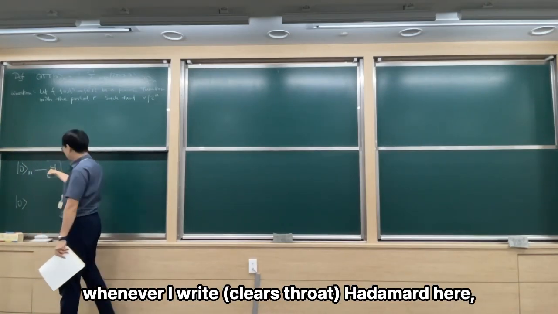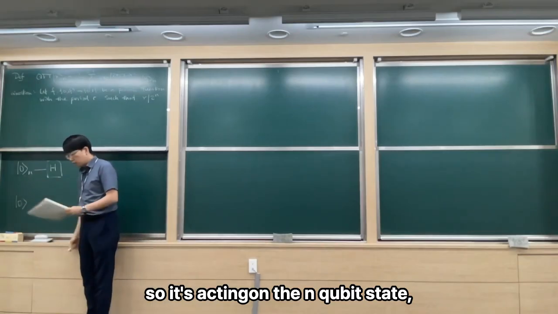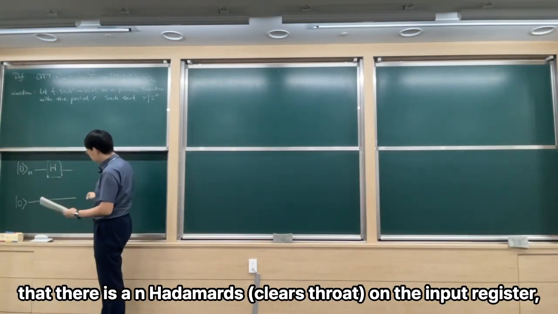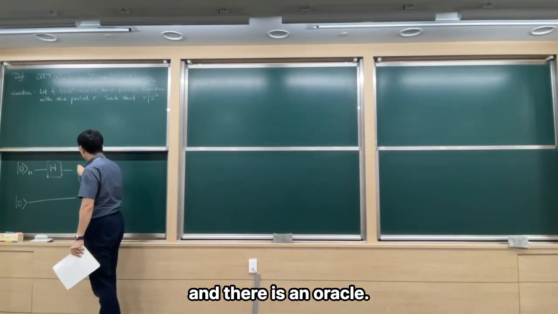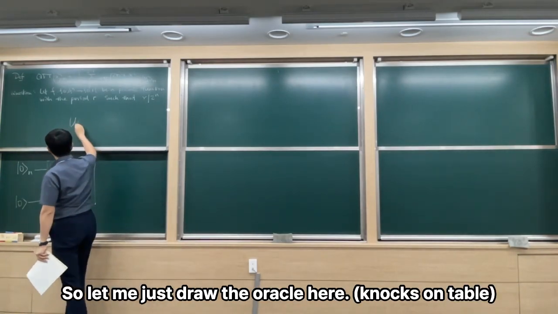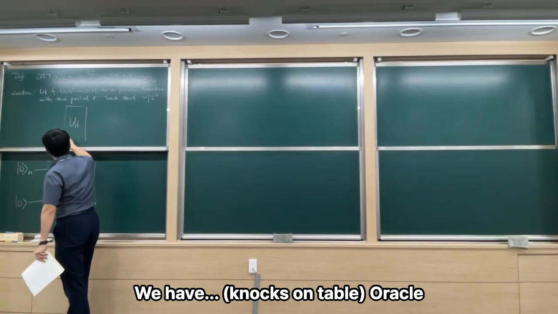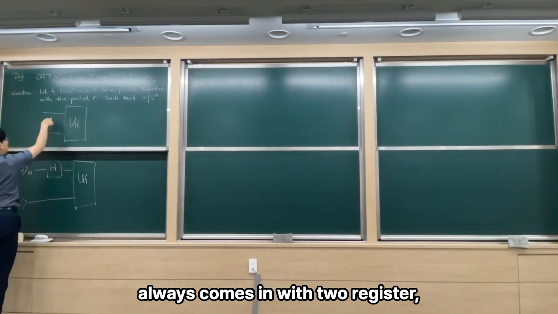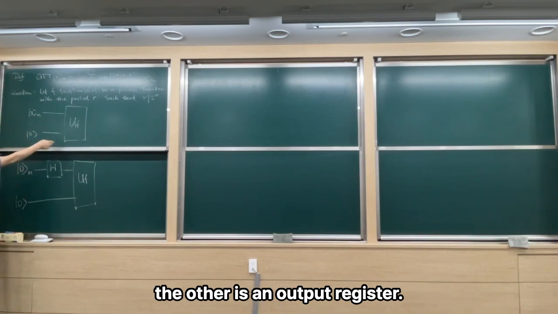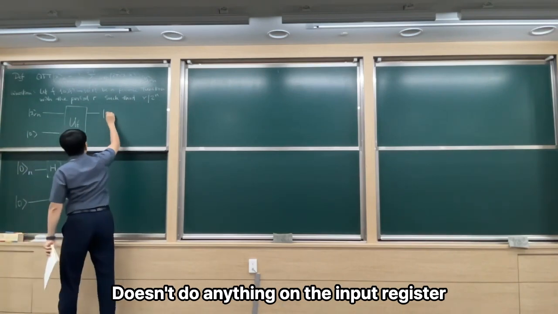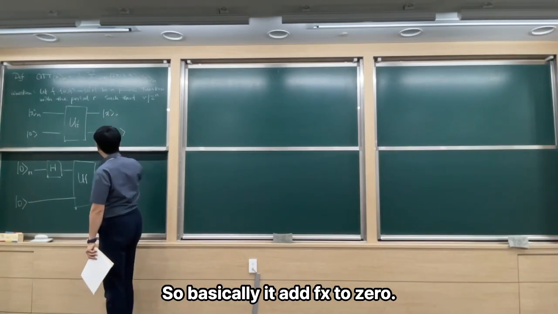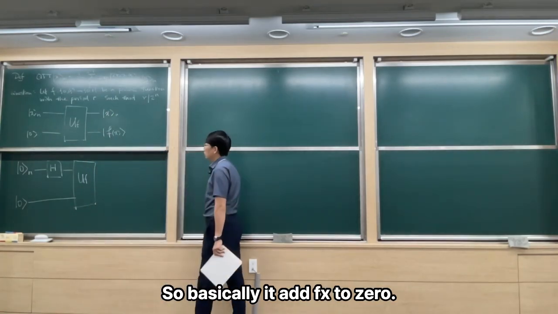So 0, 0. Whenever I write Hadamard here, it's acting on the n-qubit state. So you can imagine that there is an n-fold Hadamard on the input register, and there is an oracle. The oracle is the same thing. Let me just draw the oracle here. The oracle always comes with two registers, one is the input register, the other is the output register. It doesn't do anything to the input register, but changes the output register. Basically, it adds f(x) to 0.